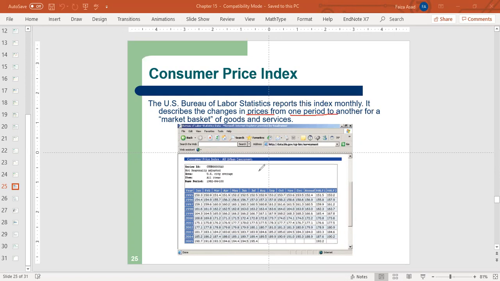So it basically tracks the changes in prices, and price can be changed by the influence of inflation. So moving further, we will study this index in coming slides. For this time, it's just an introduction for the consumer price index. It's just simply the changes in the prices from one period to another period for a market basket of goods and services.